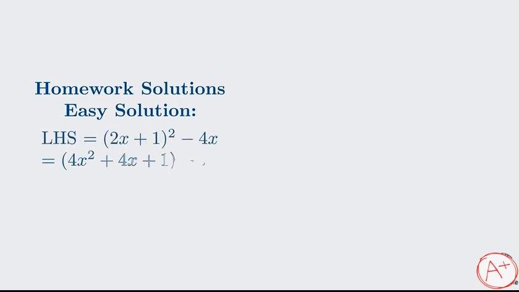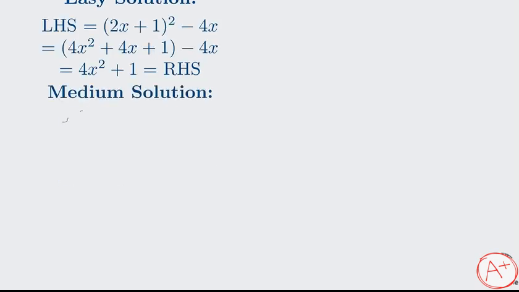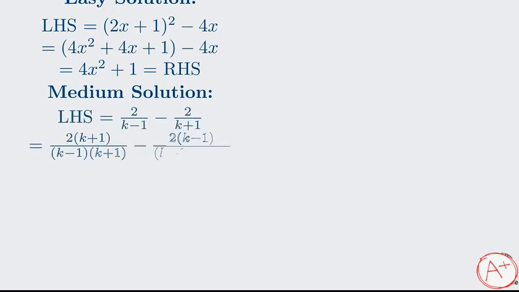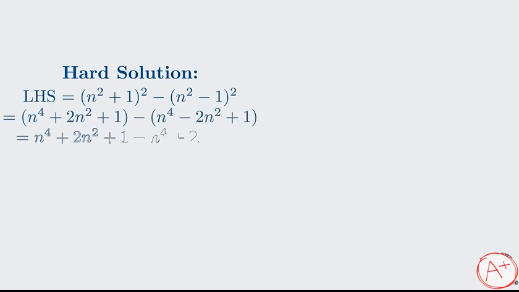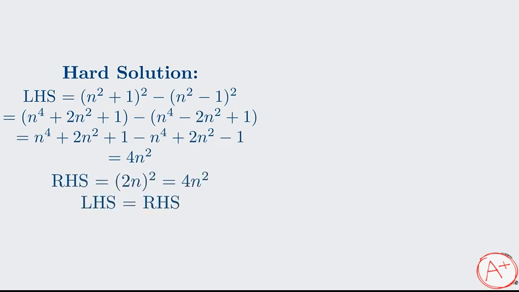For the easy question, we expanded the squared bracket, which generated a middle term of 4x. This canceled perfectly with the minus 4x, leaving us with the right-hand side. In the medium question, we found a common denominator of k minus 1 times k plus 1. When we expanded the numerator, the two k terms canceled, and the constants added to 4. For the hard question, expanding the quartic expressions allowed the n to the power of 4 and the constants to cancel, leaving 4n squared. By expanding the RHS separately, we confirmed they are identical.